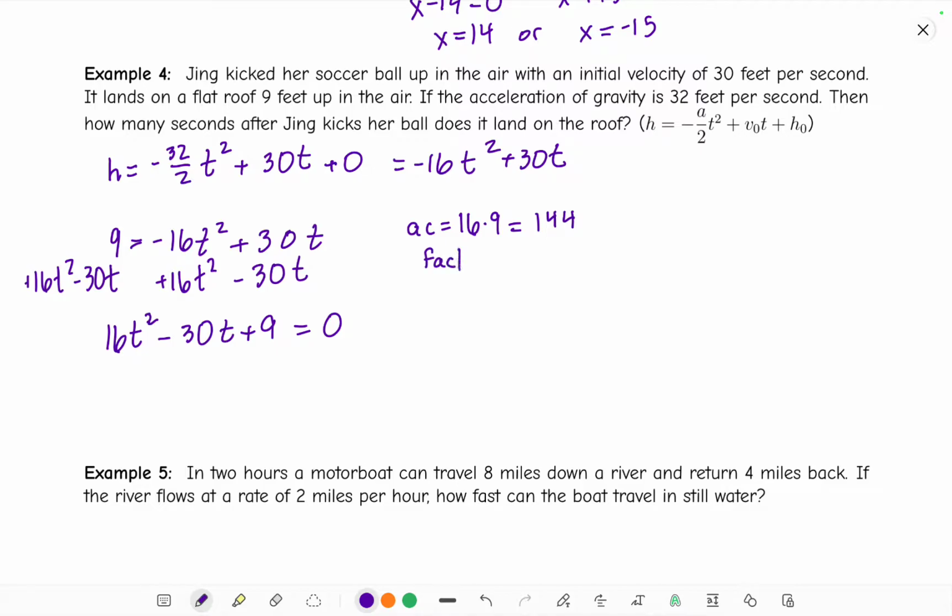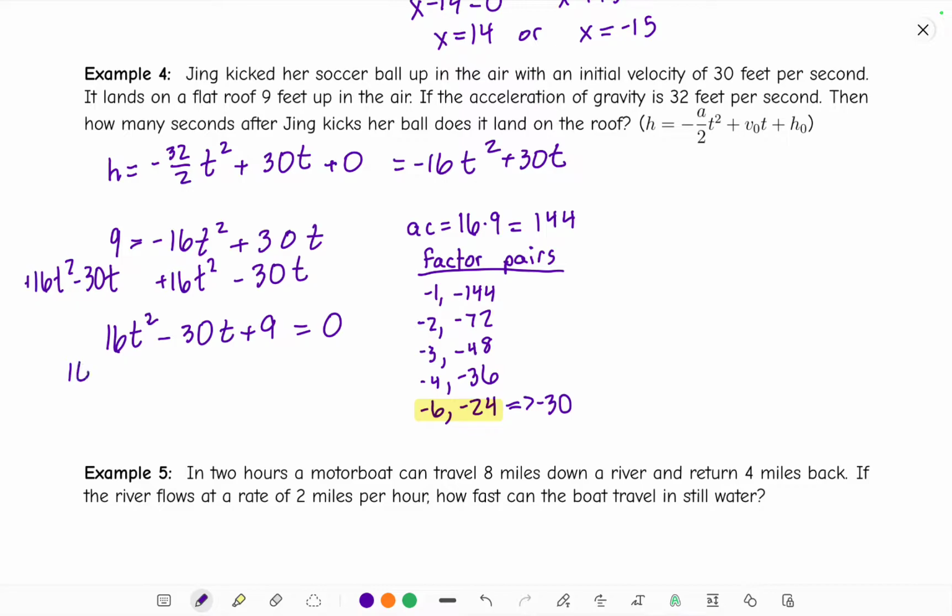So when I do my factor pairs, I need two negative numbers. Negative 1, negative 144. Negative 2, negative 72. Negative 3, negative 48. Negative 4, negative 36. 5 doesn't work. 6 works: negative 6, negative 24. And I'm going to stop there even though there are more, because this gives us the negative 30.